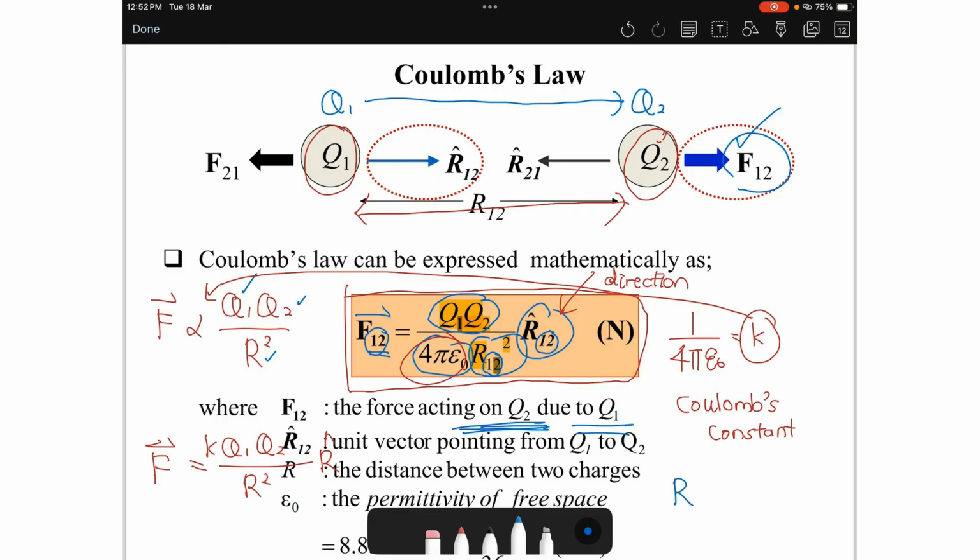I'm sure there are some symbols that you are quite familiar with, especially this unit vector R. If you remember, we learned this unit vector R before in multivariable calculus. It equals vector R divided by the magnitude of vector R. So this is related to the distance. You must be very clear on this when you want to calculate R12. Let me give you an example.